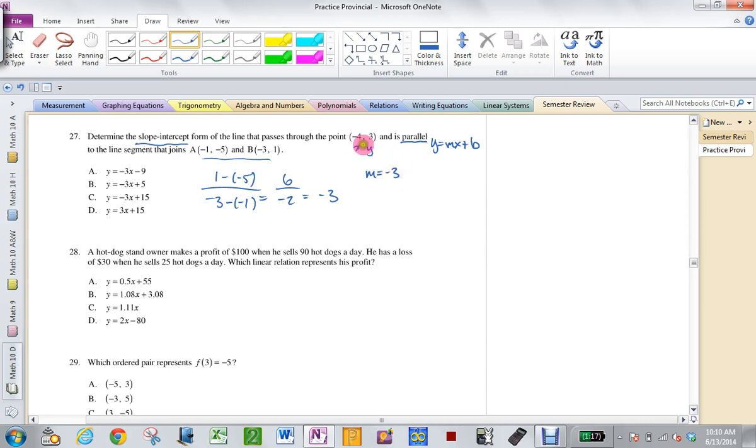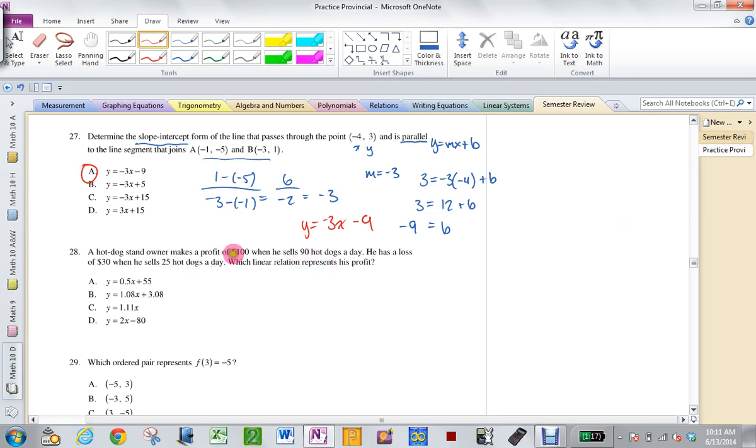So I have an x and a y and an m. So I can find b. So I can just put these into here. So y is 3 equals negative 3, my slope, times x, which is negative 4, plus b. So 3 equals 12 plus b. b equals negative 9. So I have my b, my m, and my x. My m is -3. My b is -9. So, y equals -3x minus 9. Oh, and look. There it is. Number 27 is A.